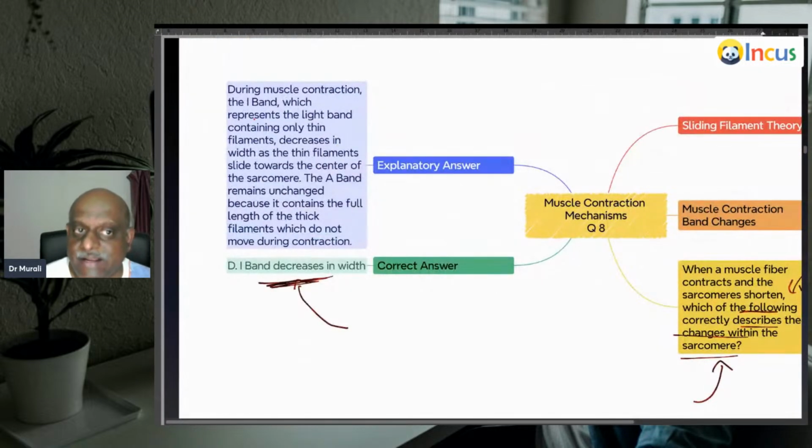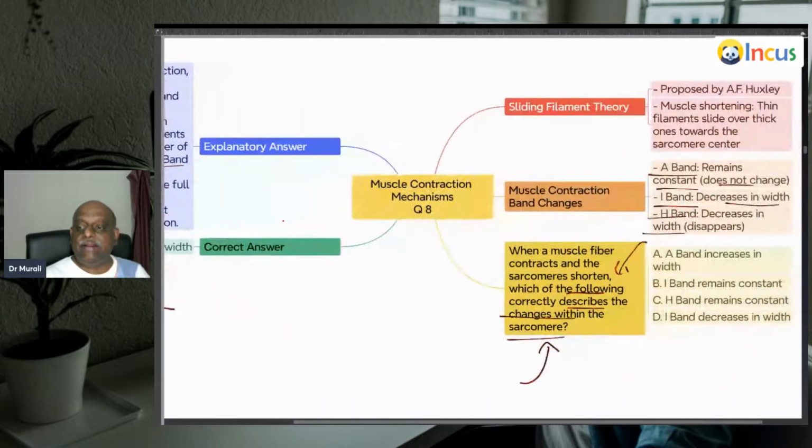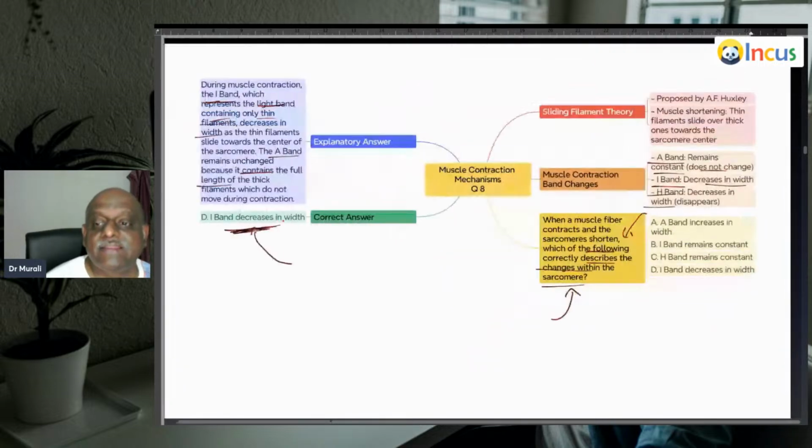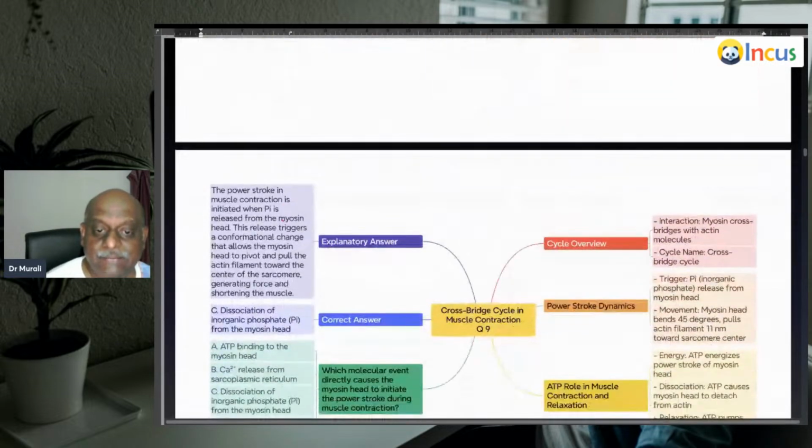Now, during muscle contraction, what is the I band? The I band represents the light band containing only thin filaments. It decreases in width because the thin filaments slide towards the center of the sarcomere. The A band contains the full length of the thick filaments, which do not move during contraction. So the A band typically does not change. The I band is the one which decreases in width, is what you have to remember.